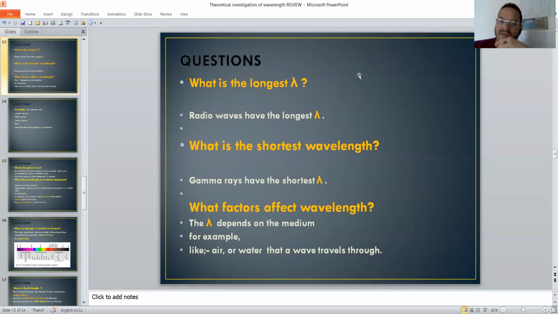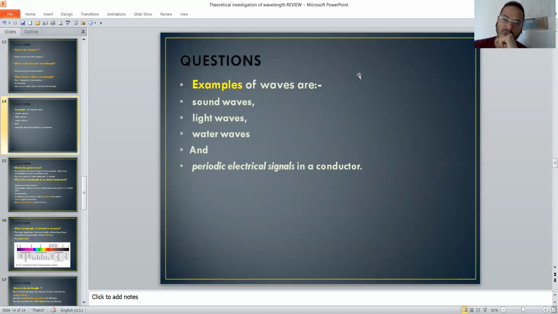What factors affect wavelength? What important element can affect the wavelength? This important factor is the medium. What does that mean? When we're dealing with wavelength, the wavelength in glass will be different from the wavelength in water or in air, and so on. That is why we say the medium is very important and affects the wavelength directly.